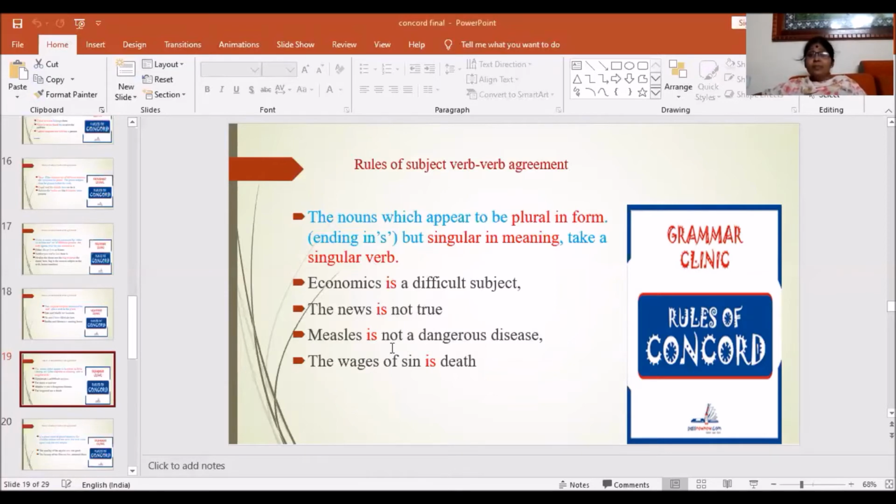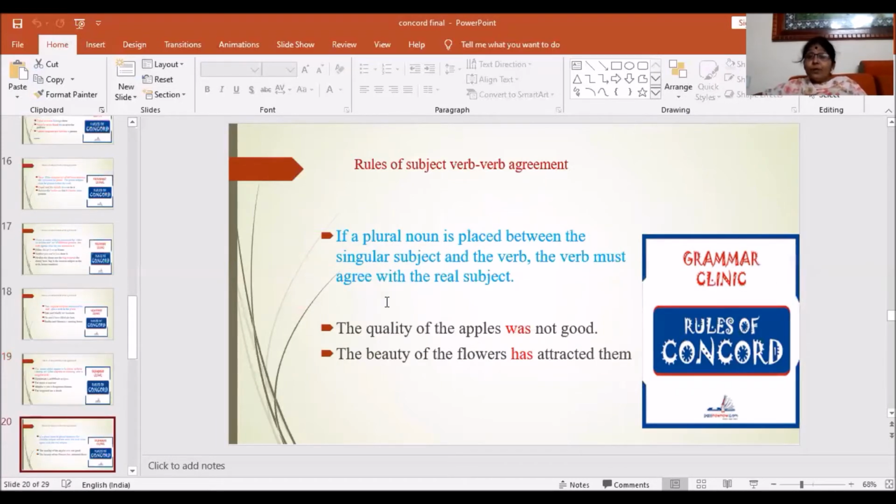Now, next rule. If a plural noun is placed between the singular subject and the verb, the verb must agree with the real subject. Now look at this rule once again. If a plural noun is placed between the singular subject and the verb, the verb must agree with the real subject. For example, the quality of the apples was not good. Now, generally, we will take apples. We'll think apples is plural, so our verb should be plural.